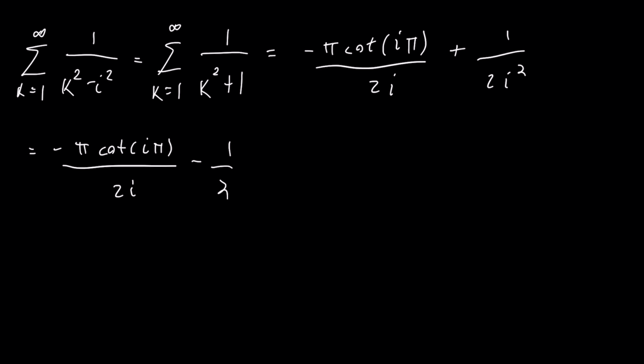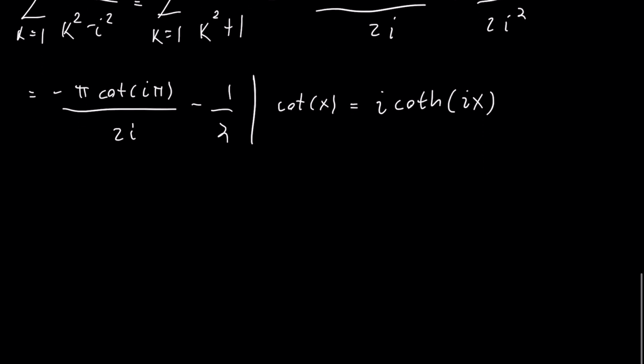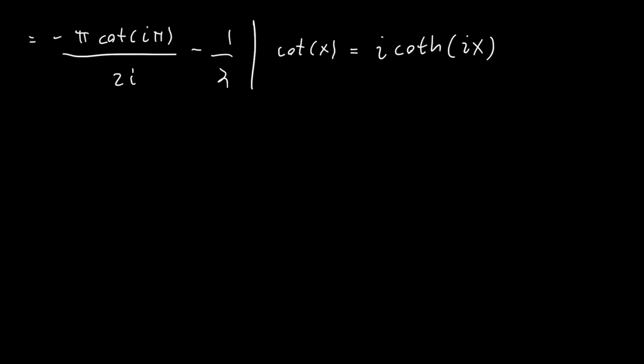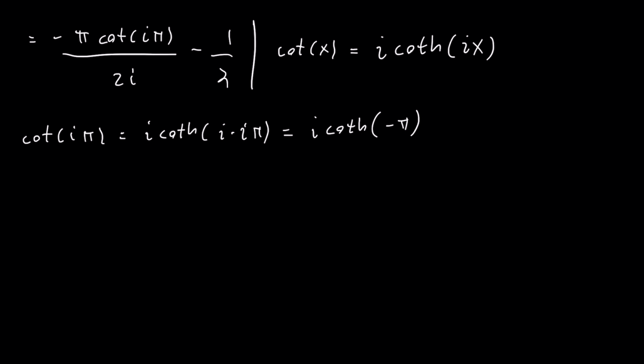And then from here, we'll use the following well-known identity that the cotangent of x is the same thing as i times the hyperbolic cotangent of ix. So using this, we'll plug in x equals i pi. That means that the cotangent of i pi is i hyperbolic cotangent of i times i pi, which is the same thing as i hyperbolic cotangent of minus pi. But the hyperbolic cotangent is an odd function, so this is minus i hyperbolic cotangent of pi.